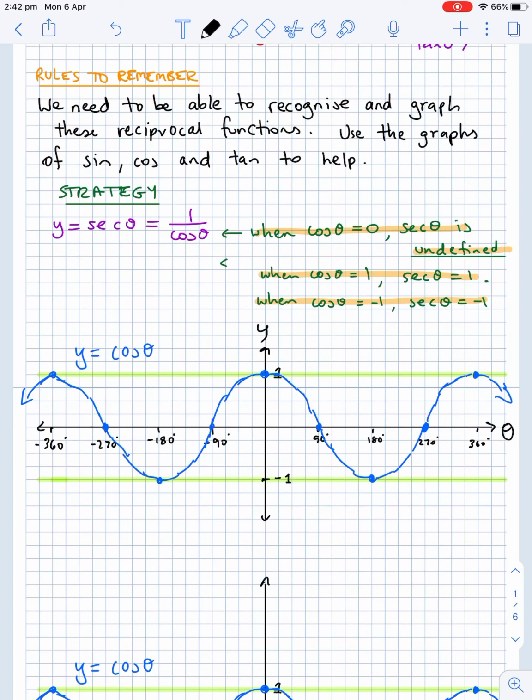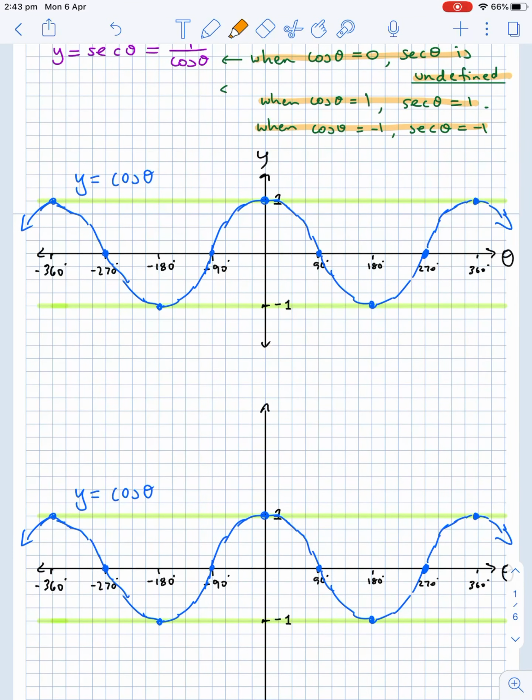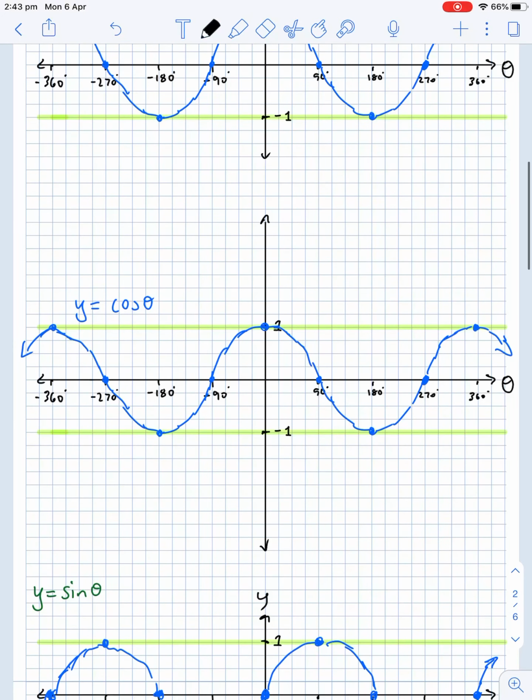I'll say that again. When cos of theta is 0, suddenly this fraction fails. You can't do it in a calculator. So therefore we say that sec is undefined at that point. So when is cos of theta equal to 0? Cos of theta is equal to 0 right here, here, here, and here. It's all on the x-axis. So at those points, we've got to think to ourselves it's undefined, or it's an asymptote. You can't have anything for that point.